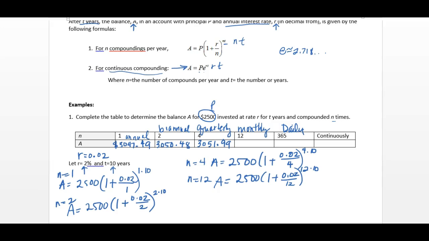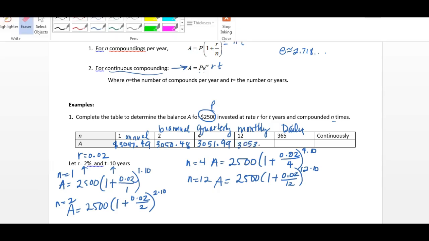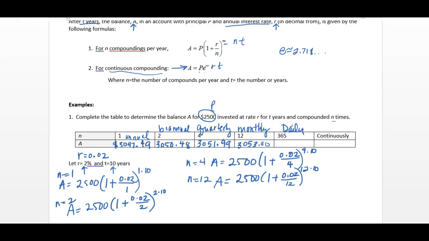All right, that's going to go up to 3,053.00. Okay? Now let's do n is 365 at daily compounding. So 2,500 times 1 plus 0.02 divided by 365 raised to the 365 times 10 power. Okay? Put all that in your calculator, and I get 3,053.99. All right? So notice we started at 2,500. See how our investment has grown if we compound it more frequently.